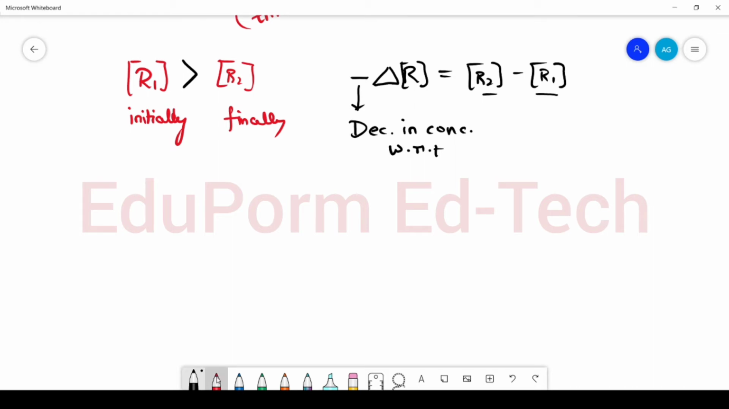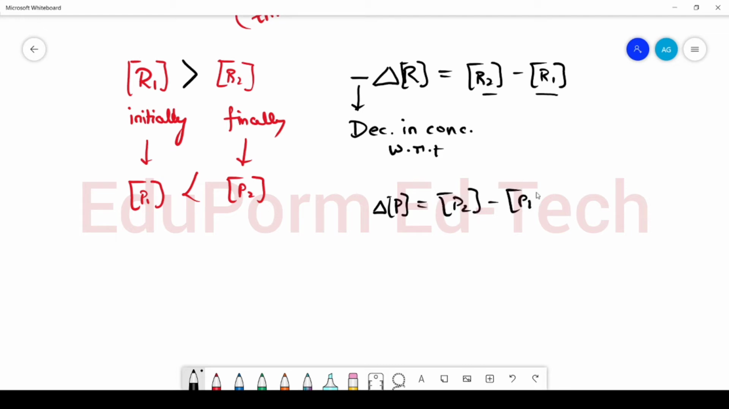Now let's say the initial concentration of product is P1 while the final concentration of product is P2. So in this case, as concentration of product increases with time, so P2 is greater than P1. Let's say the change in concentration of product is represented by delta P. So here delta P will be equal to the final concentration minus the initial concentration, and as P2 is greater than P1, so it will be positive. And here the positive sign will represent increase in concentration of the product with respect to time.